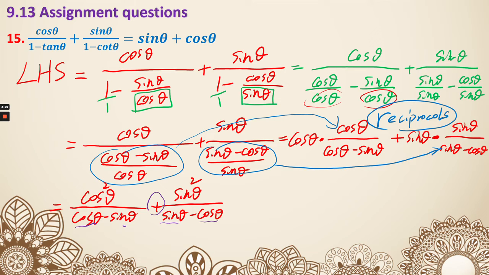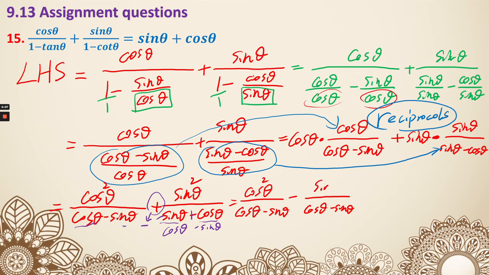Because this is a plus sine theta minus cosine theta, I'm going to change that plus into a negative sign. Then that means I need to change the sign for everything inside the second fraction. So you will see the sine becomes negative sine, and the negative cosine becomes a positive cosine, which becomes cosine theta minus sine theta, the same as the first fraction. So now I do have a common denominator, so I can rewrite as cosine theta squared all over cosine theta minus sine theta, then minus sine theta squared on the top.